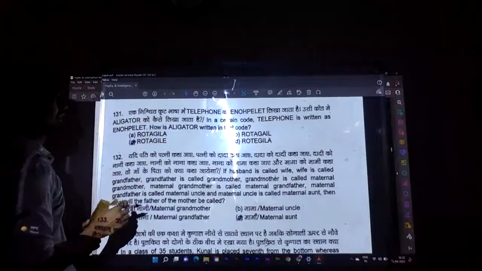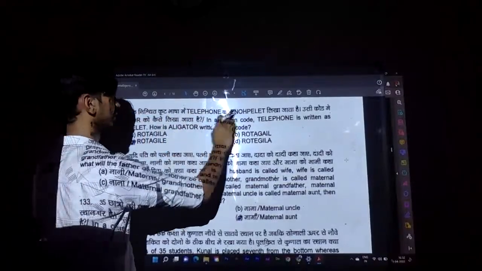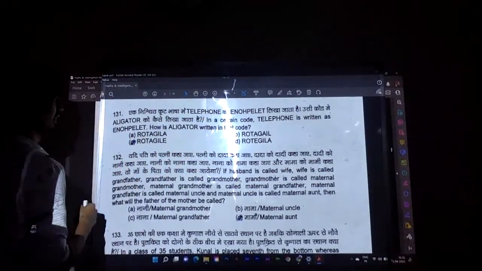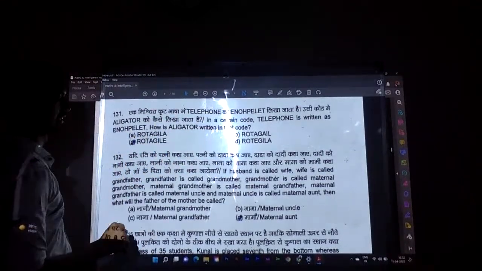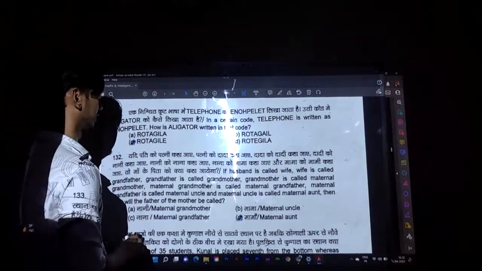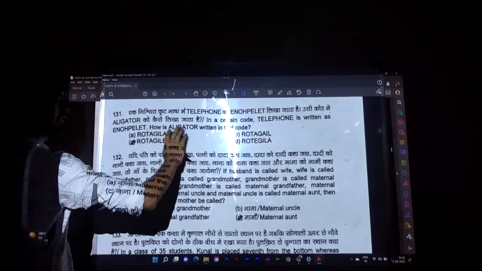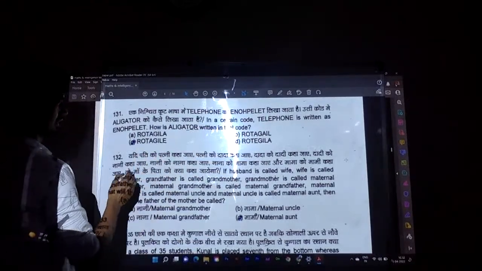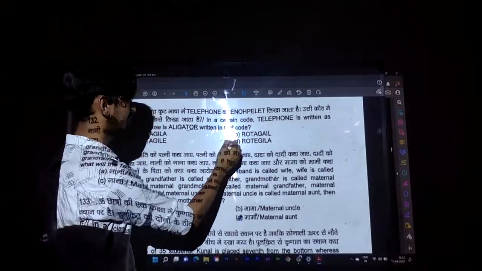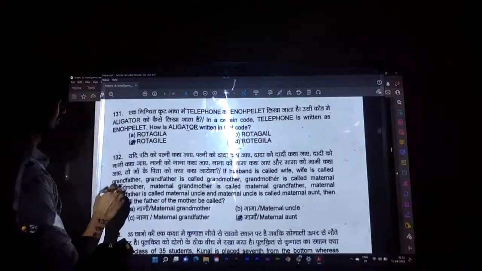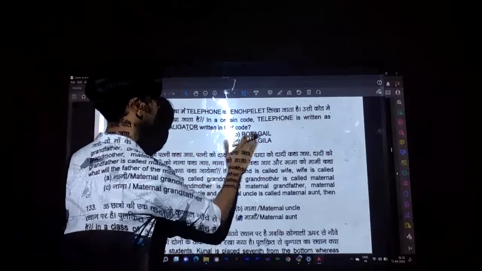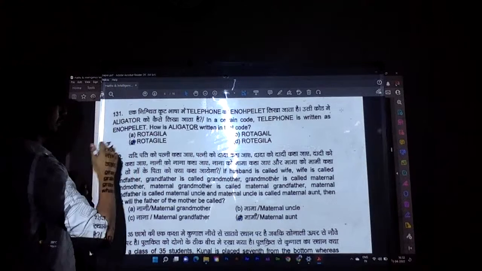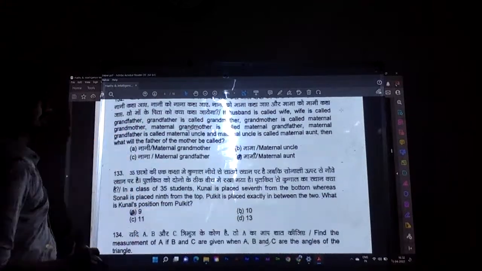In question number 31, telephone is coded as enohpelet, which is actually the mirror image of the telephone only. So how will alligator be coded? You just have to reverse all the letters. First will be the letter R, O, T. So the answer will be option number D. Sorry, option number A. Option number A.